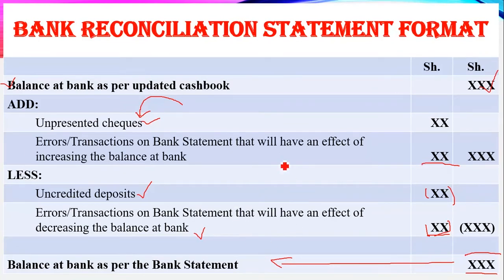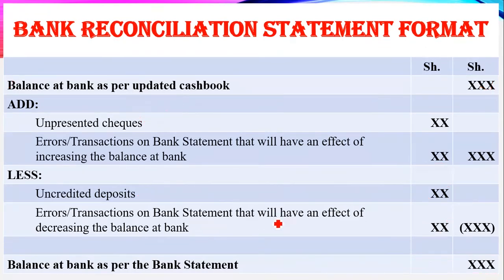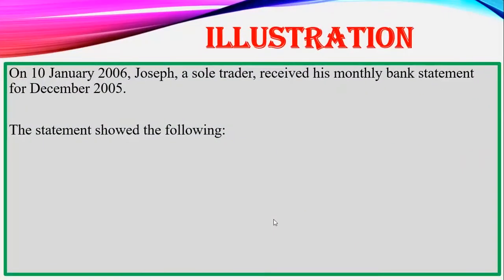So at this particular point, you'll have explained why your cash book is having a different balance from that of the bank statement. We are going to see this clearly in an illustration that we are going to look at next. Illustration.